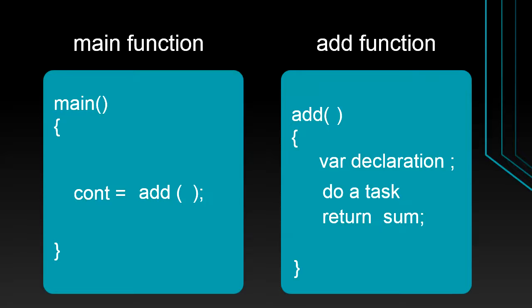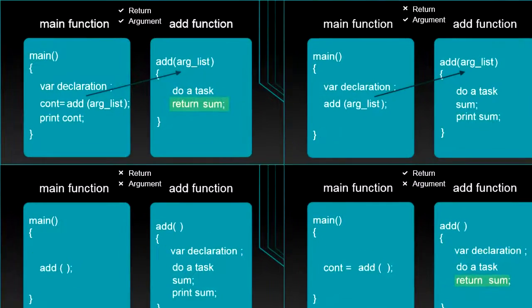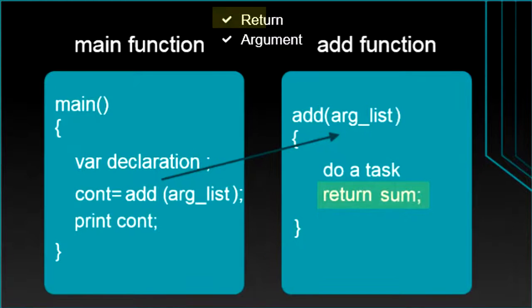Now we have looked at different ways to write a function. Let's look at them one by one in brief. This is with return and with argument.